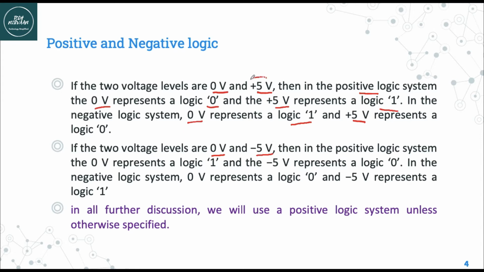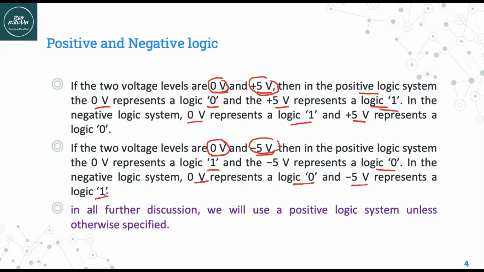In the earlier case, plus 5 volt is higher than 0 volt. That's why in a positive logic system, plus 5 volt represents logic 1 and 0 volt represents logic 0. In this case, we have a negative voltage, minus 5 volt. So minus 5 volt is the lower voltage compared to 0 volt. So in a positive logic system, 0 volt will represent logic 1 and minus 5 volt will represent logic 0. In a negative logic system, 0 volt will represent logic 0 and minus 5 volt will represent logic 1.